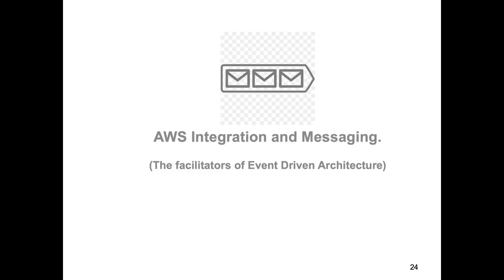But your microservices or Lambdas, they presumably need to communicate with each other. So how do we integrate them in a way that's not tightly coupled? And as I said, the mechanism is this messaging mechanism. So messaging will effectively give us this event-driven architecture.